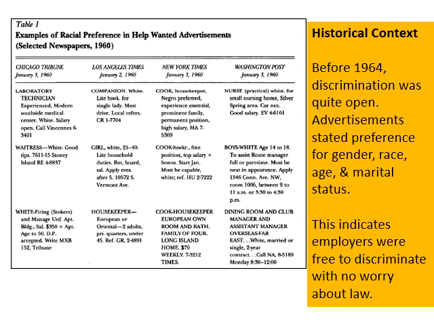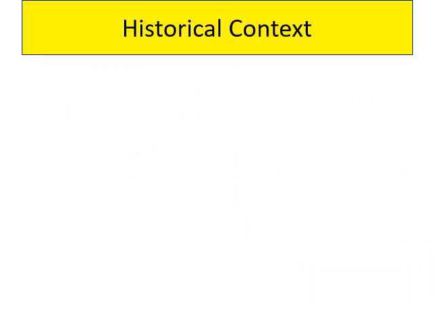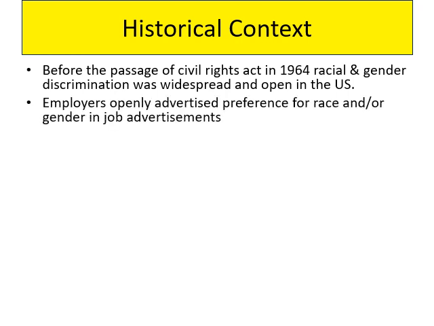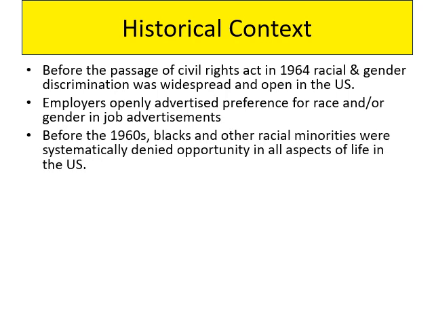After the 1960s, this stuff was outlawed. So although discrimination did not disappear, this kind of open discrimination became illegal. Okay, so let's look at this real quick. So before the passage of the Civil Rights Act, this kind of discrimination was widespread and open. Okay, no one was even bothering to try to hide it. And so they would openly advertise preferences for race and gender in job advertisements.